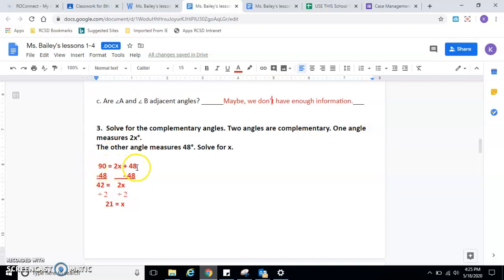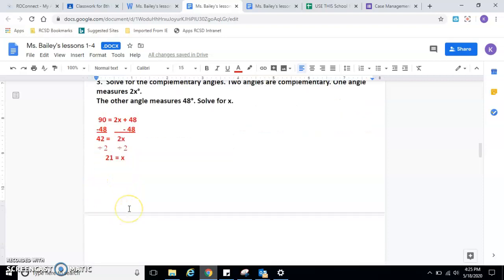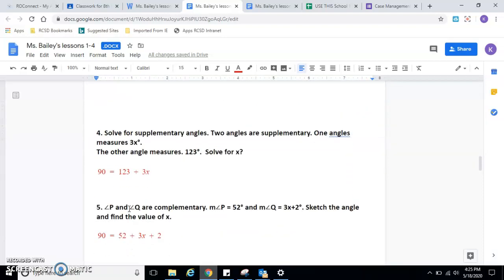So I wrote my equation first. I know they're complementary, so they equal 90 degrees, and then one angle is 2x, and the other angle is 48, so I add those together. Now I've got to solve for x, so I subtracted 48, and if I do it on one side, I've got to do it to the other. I end up with 42 equals 2x, so I've got to get rid of the 2 with the x, so I divide by 2, I get 21 equals x. Okay, again, I just gave you another answer.